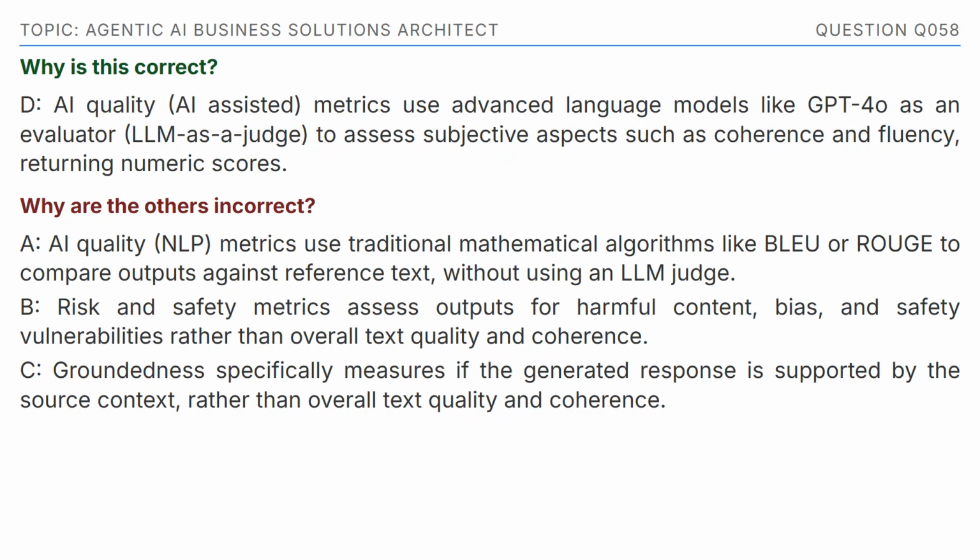AI quality, AI assisted. Metrics use advanced language models like GPT-4o as an evaluator, LLM as a judge, to assess subjective aspects such as coherence and fluency, returning numeric scores. Why are the others incorrect?